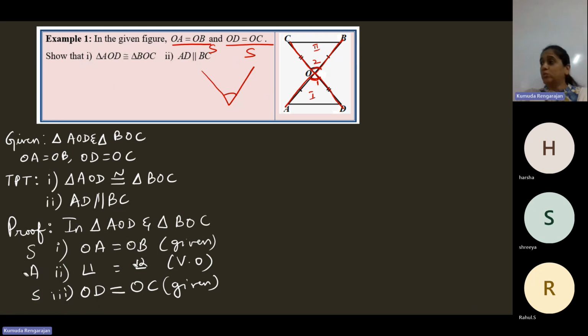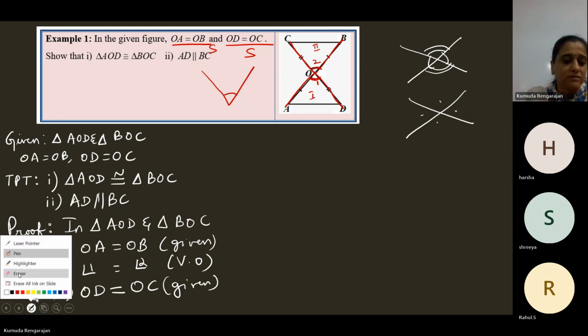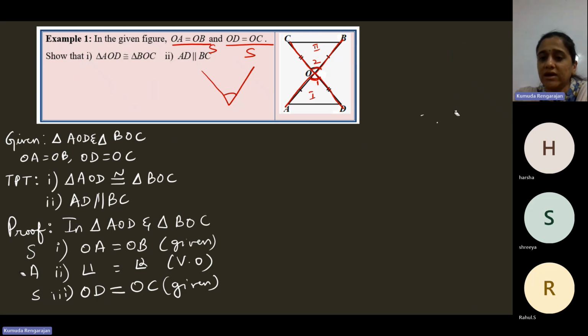Vertically opposite angles are equal. That was not given to you. But anywhere we have intersecting lines, vertically opposite angles will be equal. That need not be given. Wherever you have intersecting lines, vertically opposite angles are equal. So angle 1 of the first triangle is equal to angle 2 of the second triangle. This is how you present the equalities.